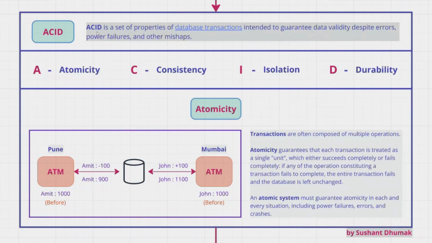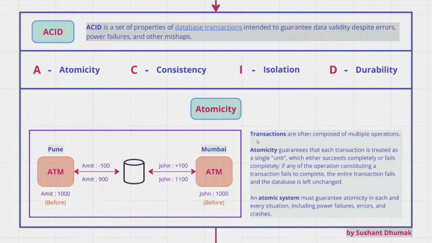If you look at the definition, ACID is a set of properties of database transactions intended to guarantee data validity despite any errors, power failures, or any other mishaps. So ACID stands for atomicity, consistency, isolation, and durability.